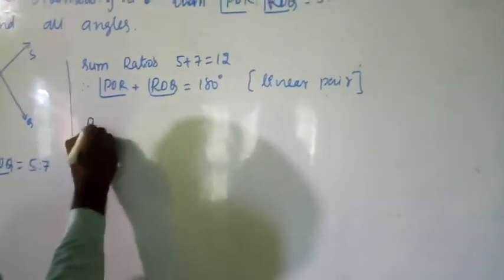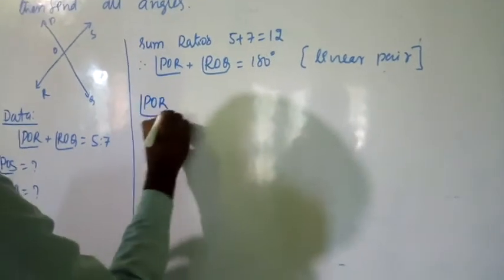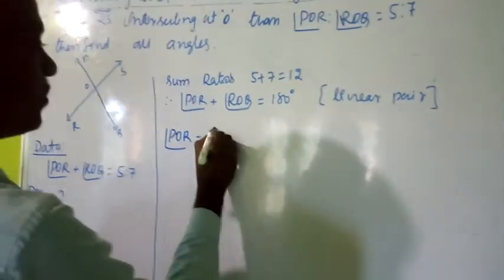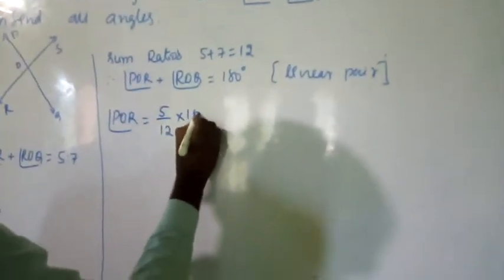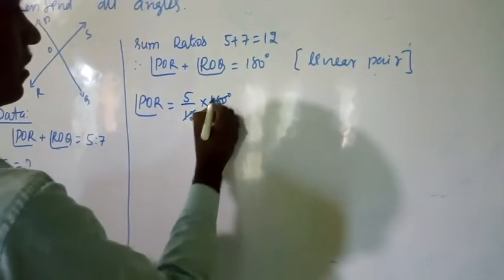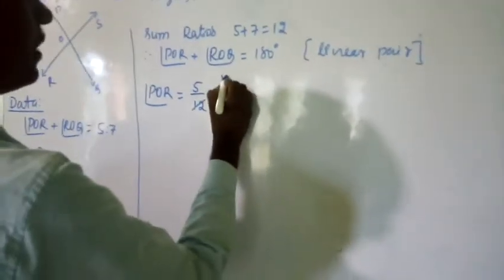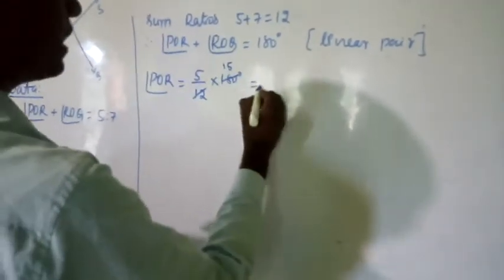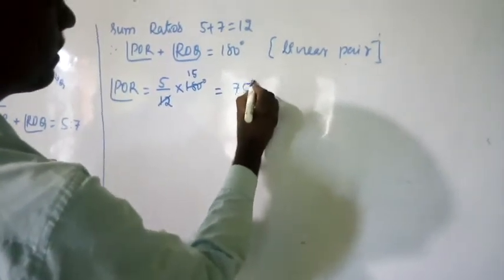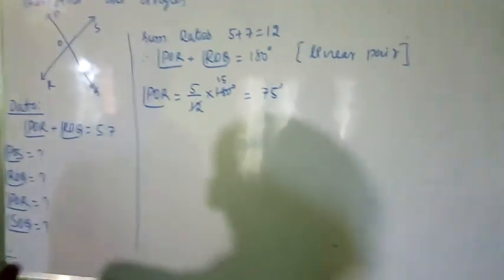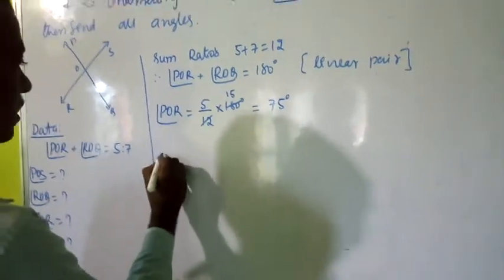Then angle POR is equal to the ratio of the angle divided by the sum of the ratio into 180 degrees. Okay students, 12 ones are 12, 12 fives are, it means 15 degrees. So your angle POR is equal to 15 fives are 75 degrees.